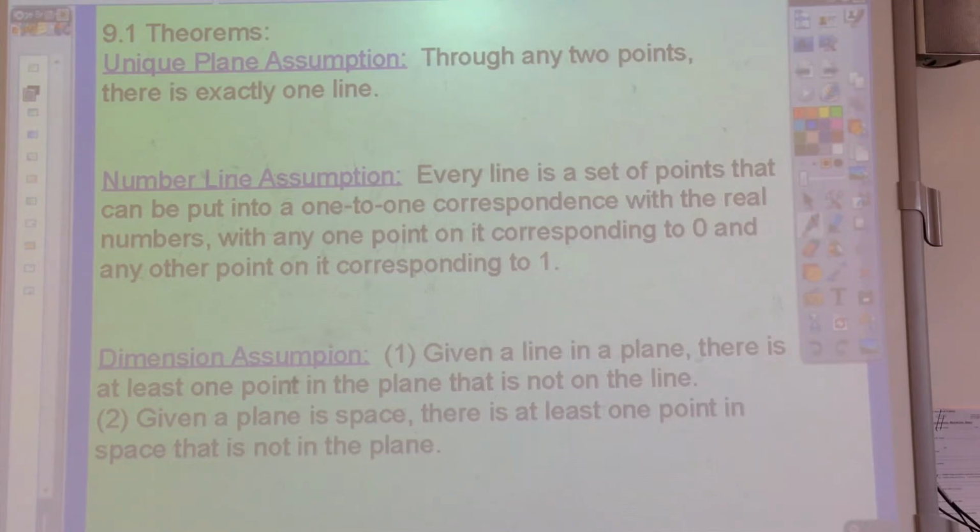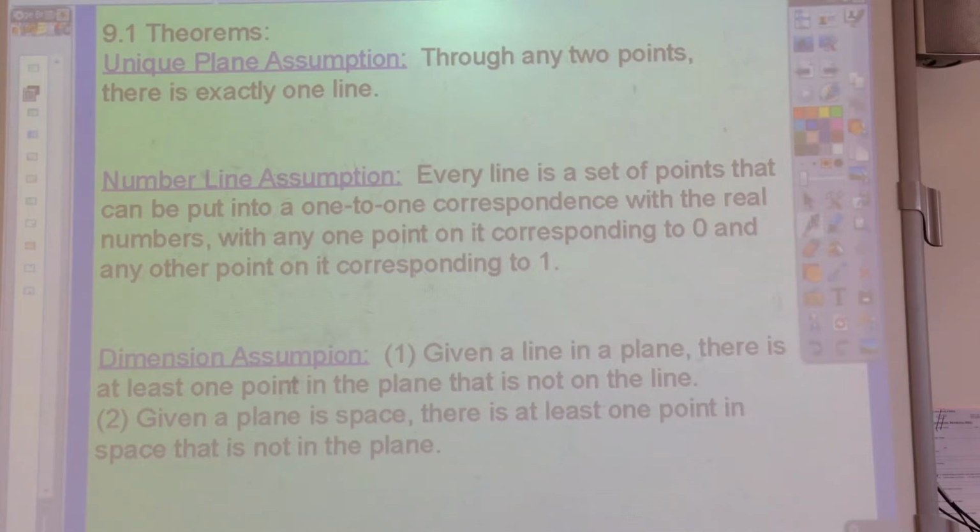The number line assumption says that every line is a set of points that has a one-to-one correspondence with the real numbers, i.e. with the number line. So any point on your line could correspond to 0, and any point on your line could correspond to 1.